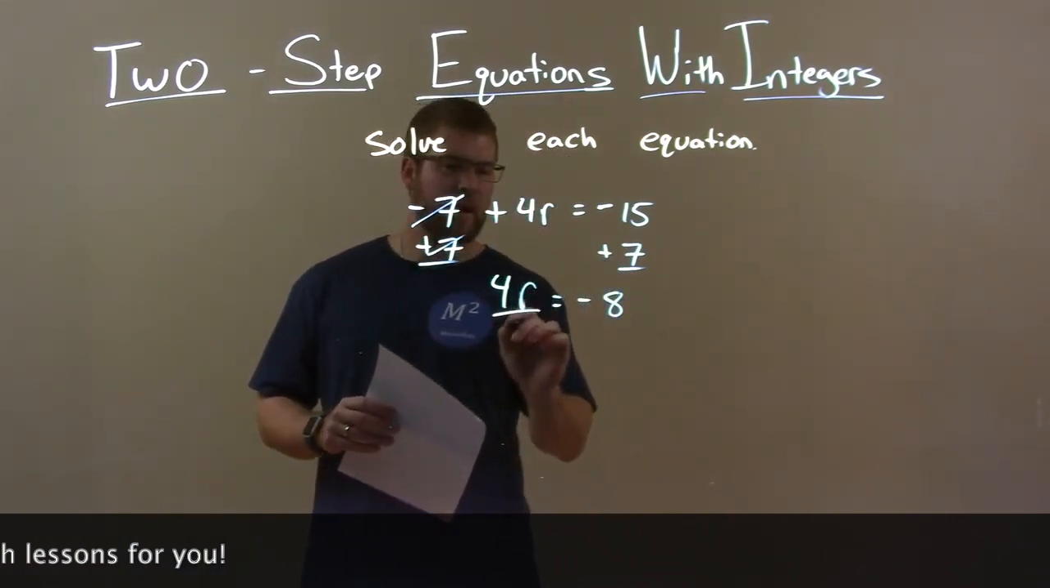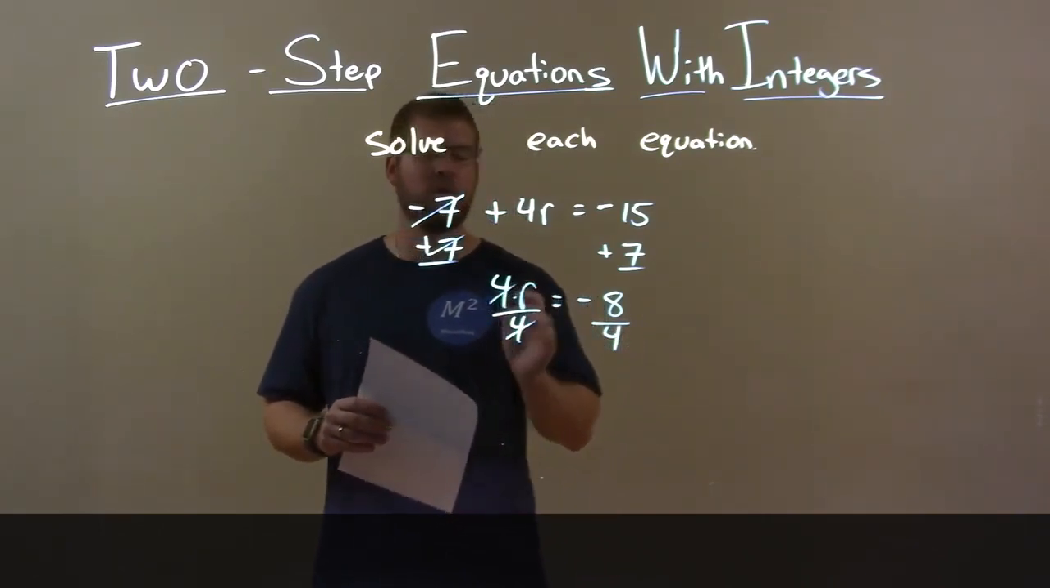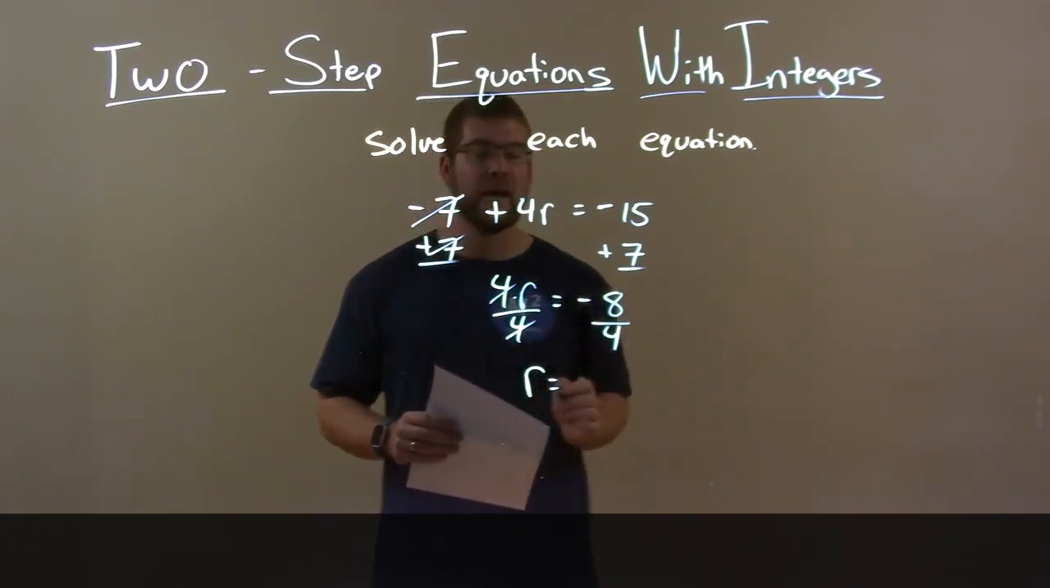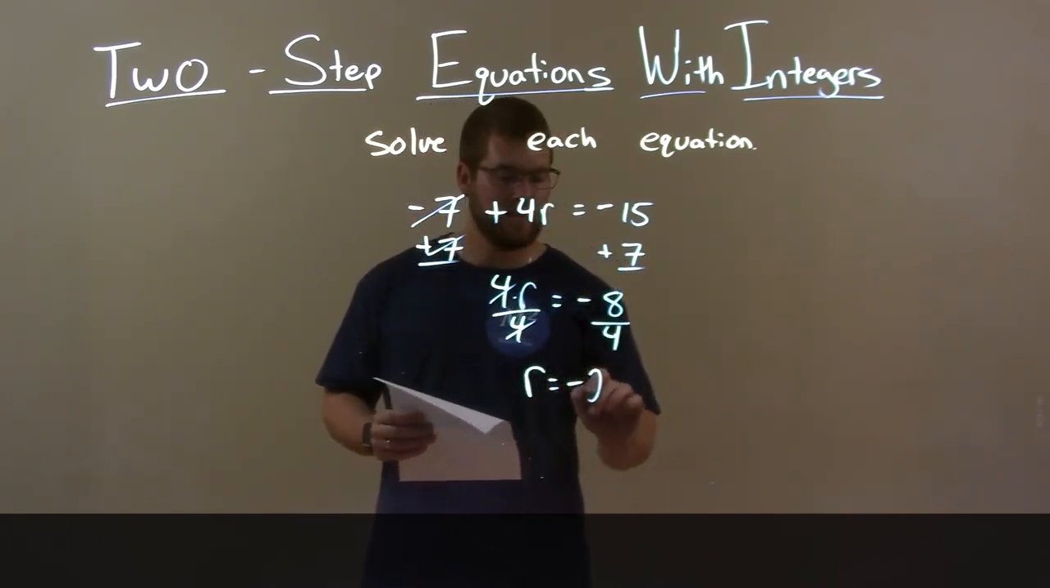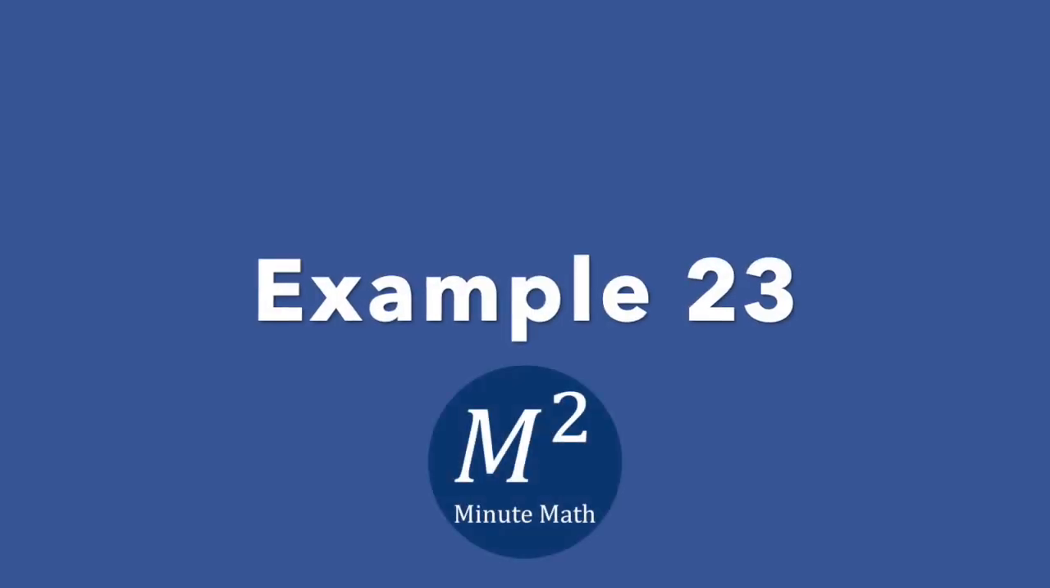Now we're just dividing by 4 on both sides. That will give us r by itself, because, well, we're multiplying by 4, opposite of multiplication is division. So r is by itself, and negative 8 divided by 4 is a negative 2. So my final answer is r equals a negative 2.